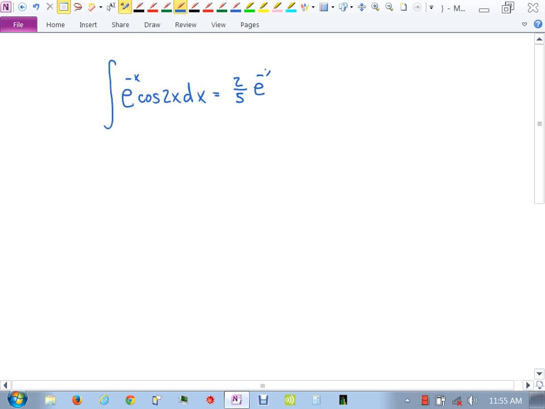Then what was it? e to the negative x sine 2x, and then it's minus 1/5 e to the negative x cosine 2x. That's it. Well, almost. There's something that doesn't pop out, obviously, that we need when you do this: plus C. We know that there's going to be a constant.